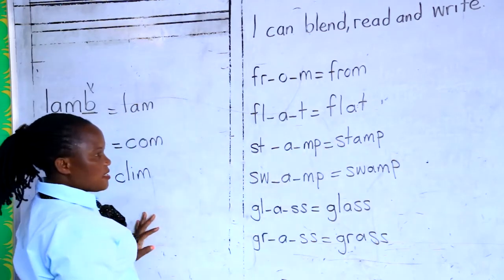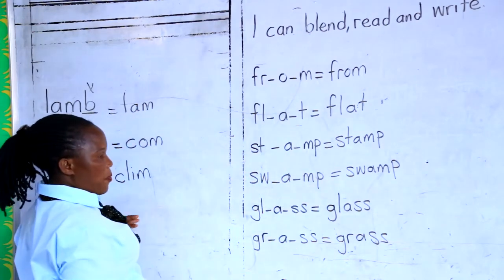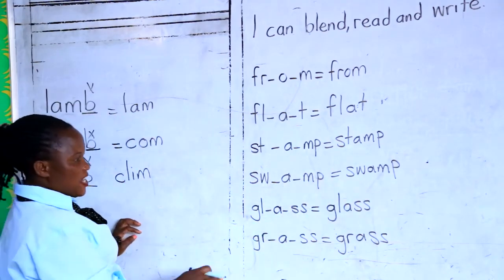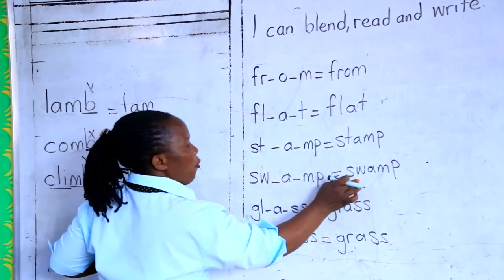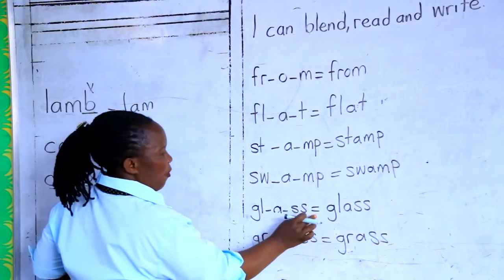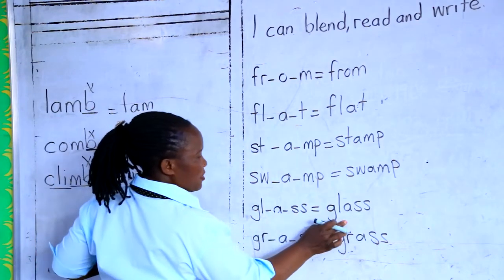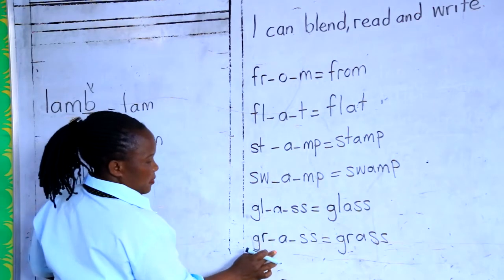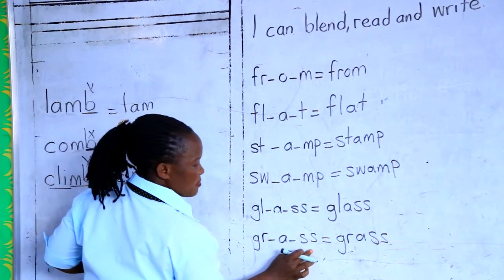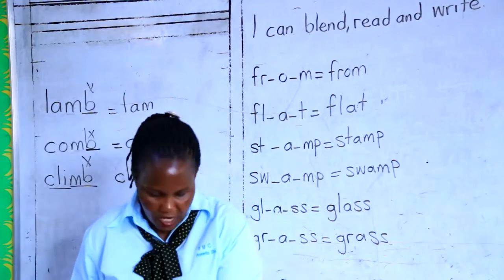The word is stamp. Again, the word is stamp. The word is swamp. Again, the word is swamp. The word is black. Again, the word is glass. The word is grass. Again, the word is grass. Have you seen how to do it? I think the rest you can do it.